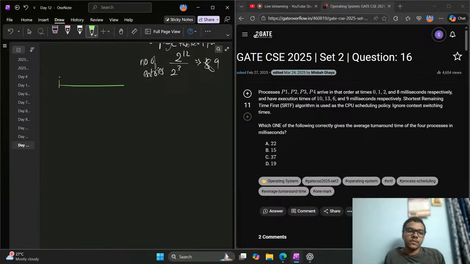So at time 0, process P1 arrives, at time 1, process P2 arrives, at time 2, process P3 arrives, and at time 8, process P4 arrives. Okay. Here are the execution times, let's also write them: 10, 13, 6, and 9. Shortest remaining time first.